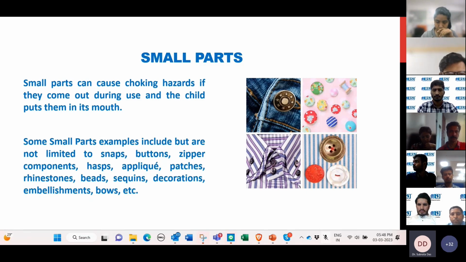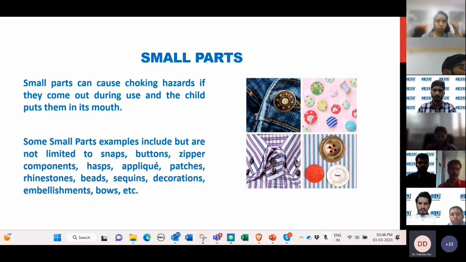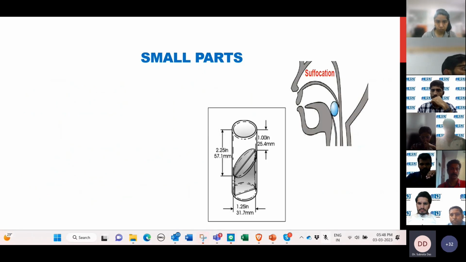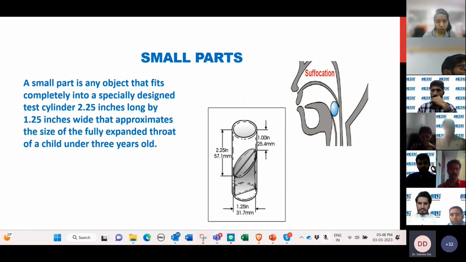Snaps, buttons, zipper components, appliques, patches, rhinestones, beads, sequins, decorations, embellishments, bows: all these things will be treated as small parts. And how to identify small parts is another very important area to understand. So we have understood from here which items used in the garment can become a small part.